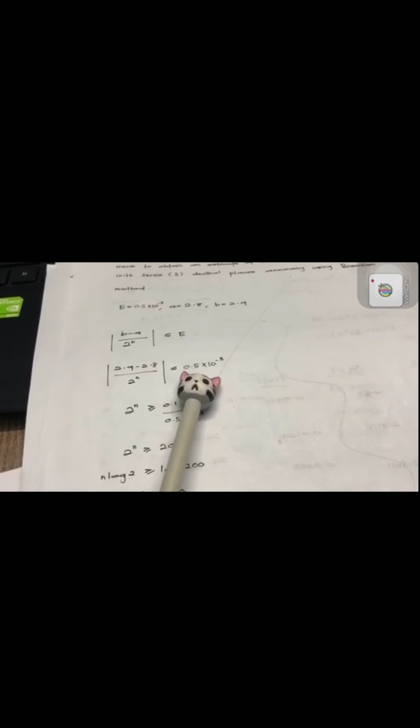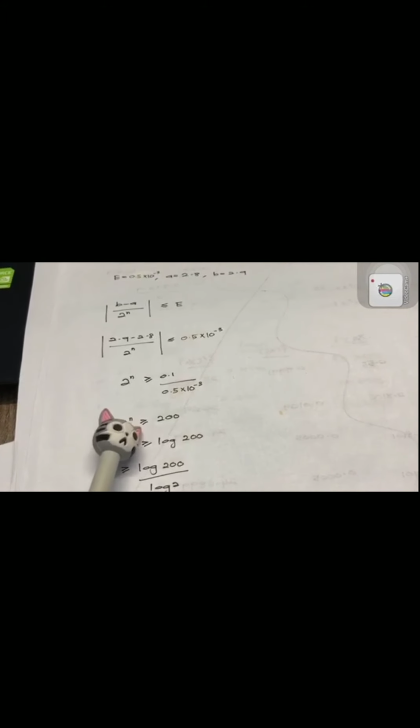We substitute the values of a and b into this formula, and the value of the error. Then, up to this step, 2 to the power of n is more than or equal to 200. We use log, so it will be like this: n log 2 is more than or equal to log 200.